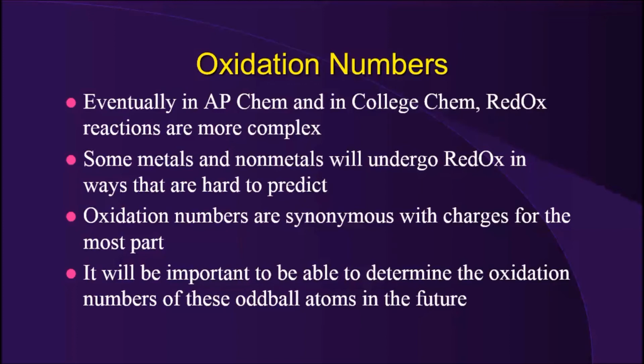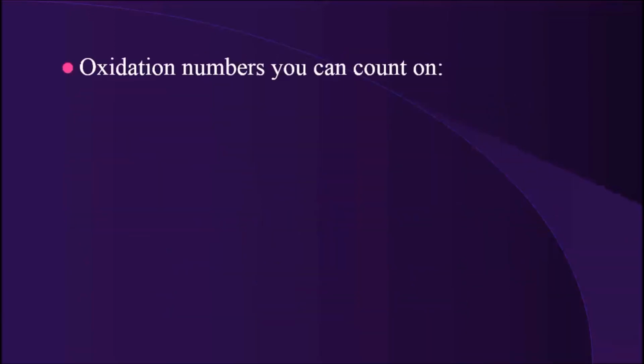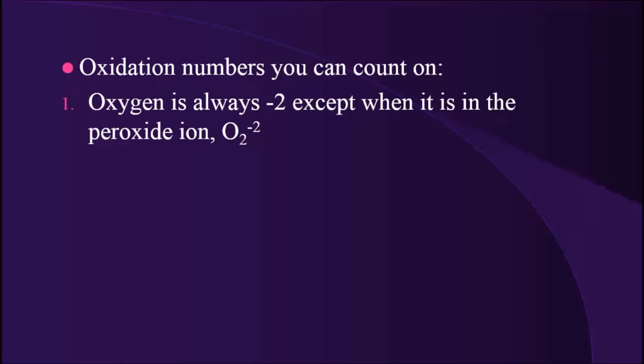First, in order to do this, we need to decide what we know for sure. We know that oxygen is -2 98% of the time. The only time that it is not -2 is in the form of peroxide. If you have two oxygens and together they have a -2 charge, what must each oxygen have a charge of? -1. Okay, so unless you're dealing with peroxide, oxygen is -2.